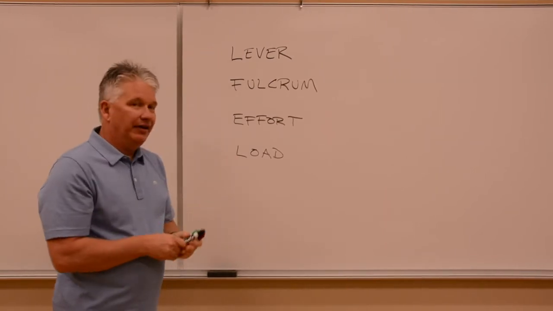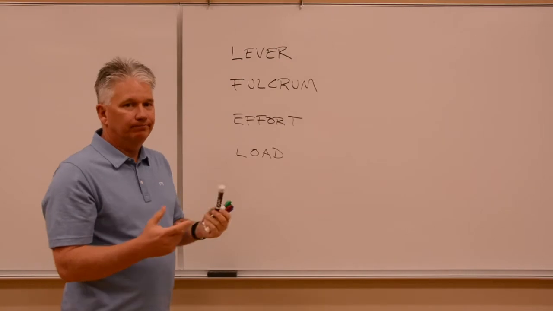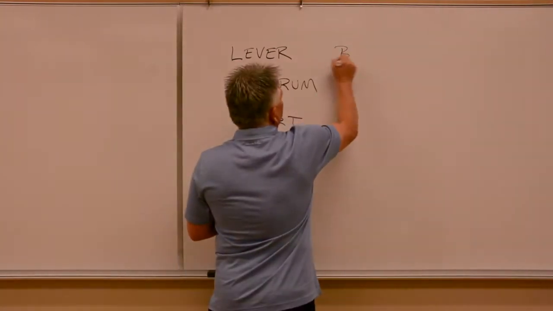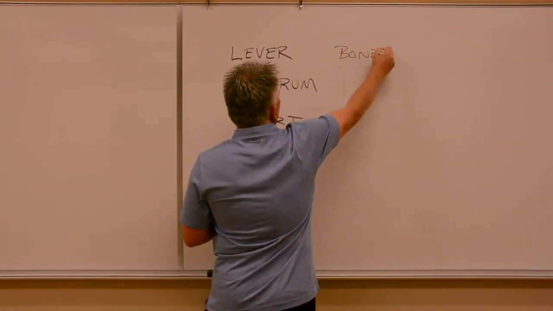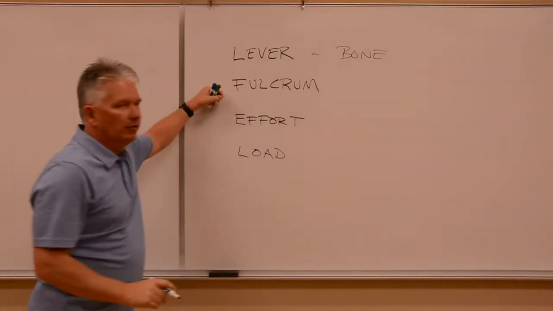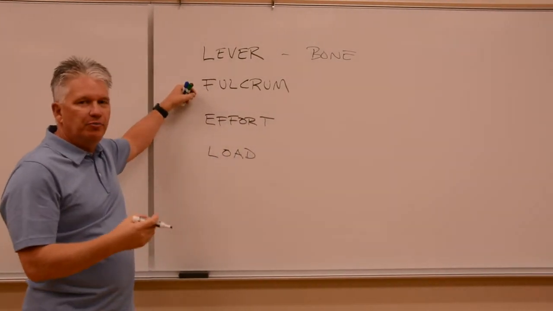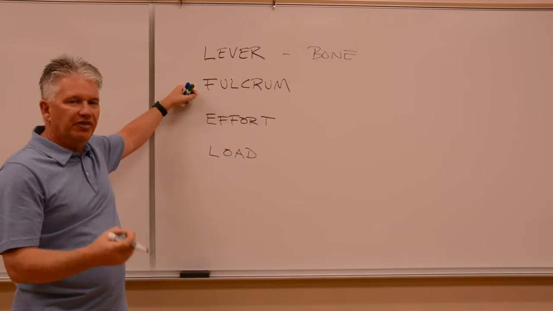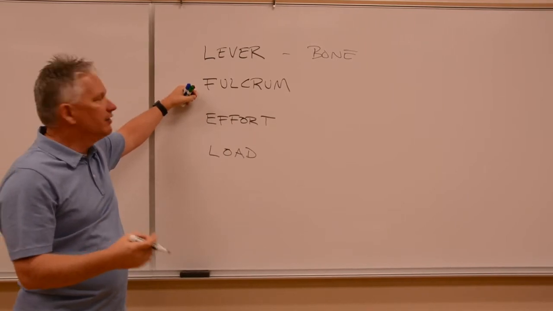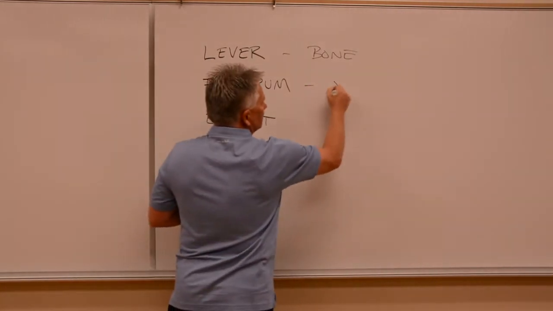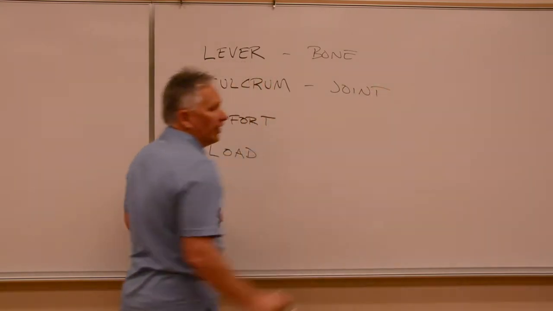Now, in the body, who is the rigid bar? Bone. The fulcrum. The fulcrum is going to be the point of movement. Well, if we think about where is movement occurring in the body, the fulcrum is the joint.